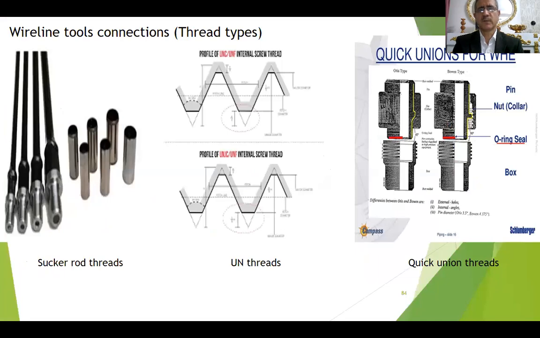The connection between them, we have quick union for wellhead equipment. We have Bowen and Otis. Bowen has a 90 degree shoulder, this one in the collar, and this Otis type has 45 degrees. Here also we have an O-ring. Here is the pin, and here is the box. Here we have 3 types: second-order threads like this one, UN threads, and quick union threads.